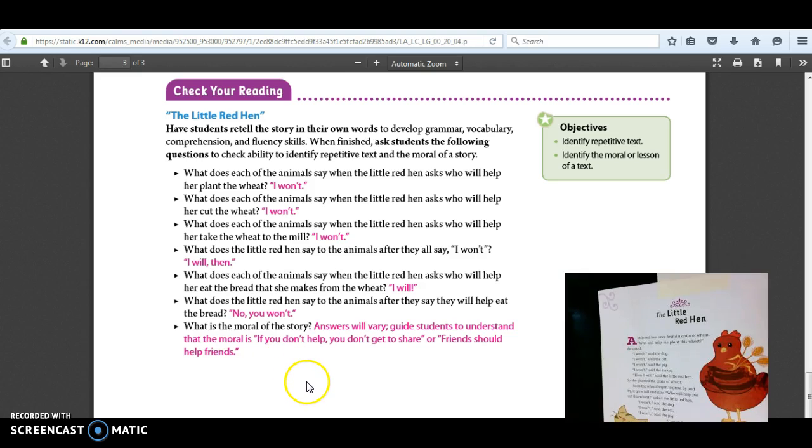What do you think the moral or the lesson of this story is? Look at your learning coach and tell them, what do you think the moral or the lesson of this story is? If you told your learning coach things like, if you don't help, you don't get to share, or friends should help friends, then you are correct. That is the moral of this story, that if you don't help, you don't get to share in eating the bread, and that friends should help other friends with chores around the house.